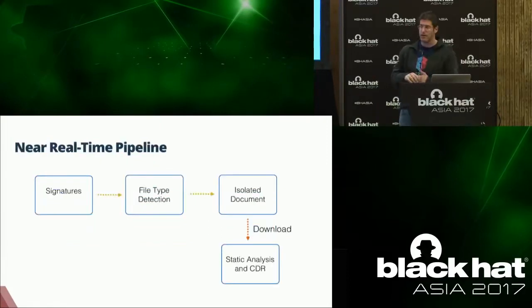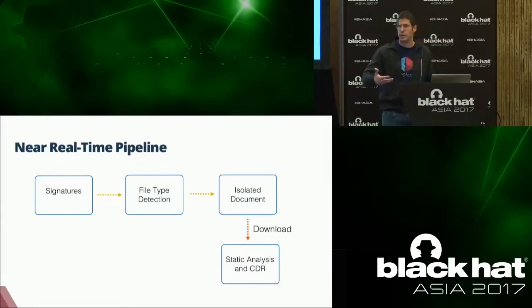The next type of pipeline would be a near real-time pipeline, where after we send the document to signatures and file type detection, we'll isolate the document, but then whenever the user hits the download button, this is where we can kick in with static analysis and CDR. This is like us saying, do you really need the file? If you really need the file, we're not sure, it's pretty dangerous. Let's run some other quick analysis. CDR would reconstruct the file, so you would get a new version of the file.